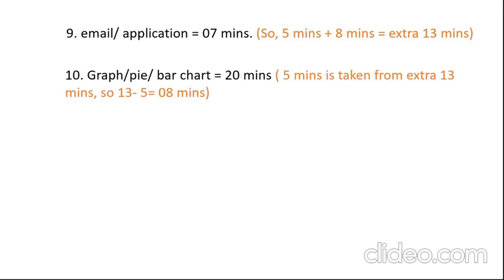Number 10, graph, pie or bar chart, 20 minutes. Here we will take extra 5 minutes. So 5 minutes is taken from the extra 13 minutes. So 13 minus 5 equals 8 minutes left in your hand.